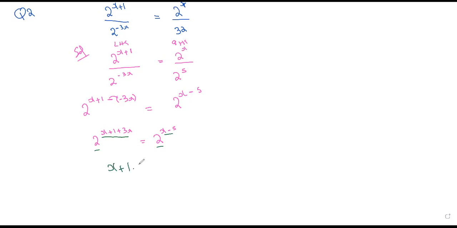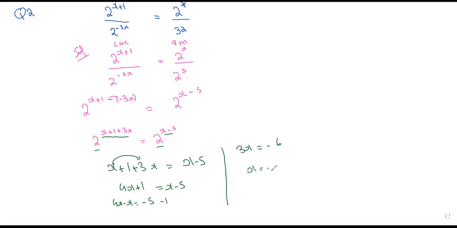x plus 1 plus 3x equals x minus 5. This would be 4x plus 1, x plus 3x is 4x, plus 1 equals x minus 5. So this would be 4x minus x equals minus 5 minus 1. And this is 3x equals minus 6. And x would be minus 6 by 3. And finally it would be minus 2. Right? So did you understand this, Turhan and Sunny? Yes. Okay. All right.